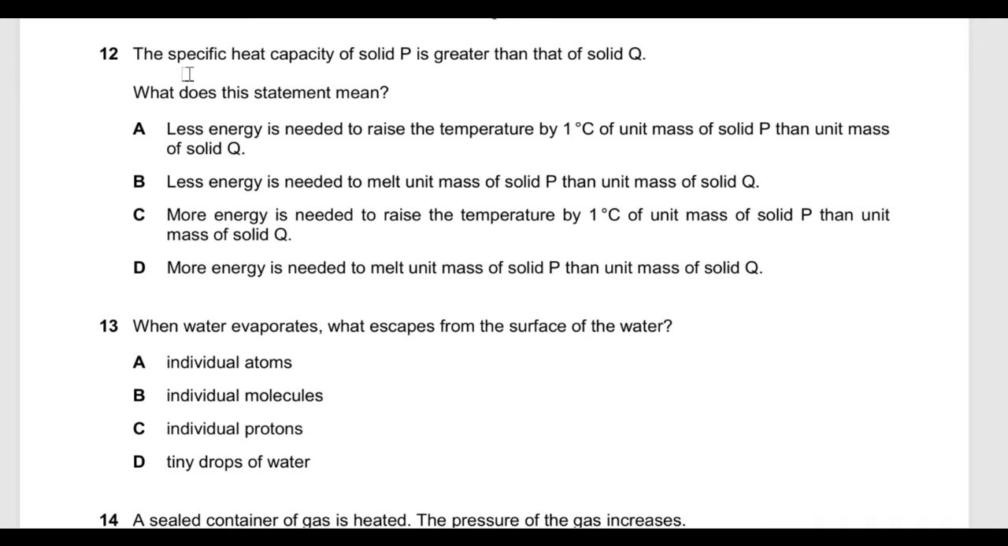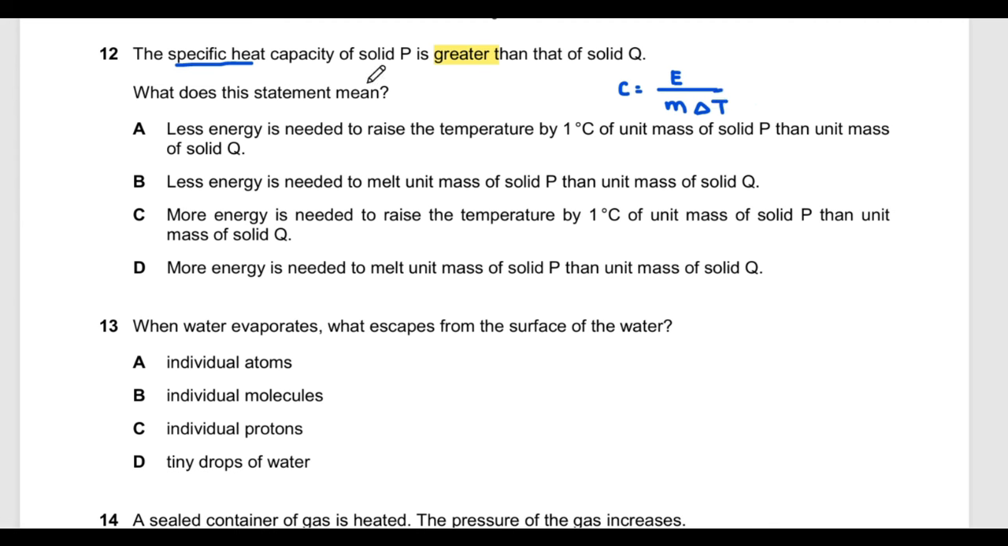Now question number 12 says the specific heat capacity of solid P is greater than of solid Q. What does this statement mean? Specific heat capacity is basically the energy supplied to unit mass or 1 kg of mass to raise its temperature, or to change its temperature by 1 degree Celsius.